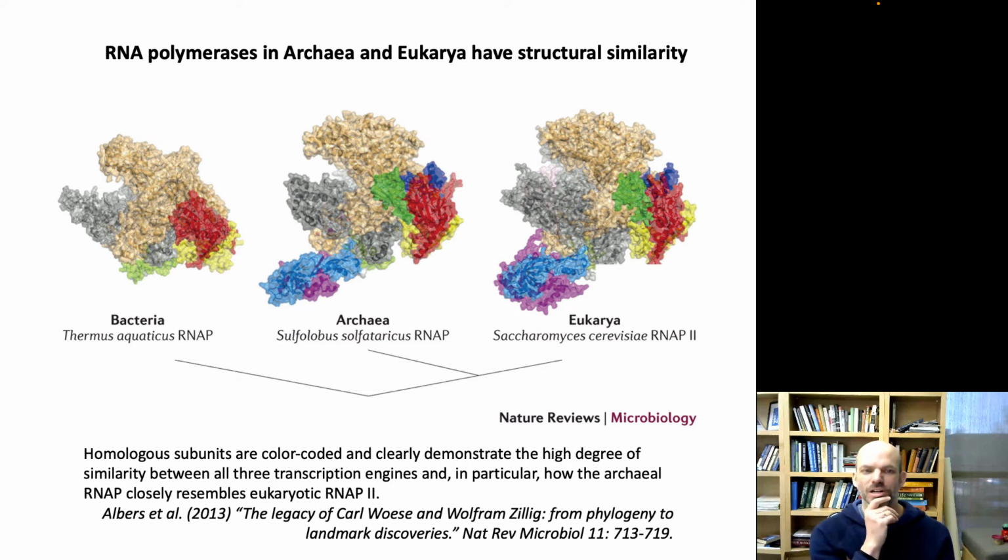Another example, RNA polymerases. Those are the genes that do transcription, that turn DNA genes into RNA, mRNA transcripts. And if you do a phylogeny of the genes that encode this enzyme, then you'll see that the archaeal and the eukaryotic forms of the enzyme are really similar. So here's this simple phylogenetic tree showing that.